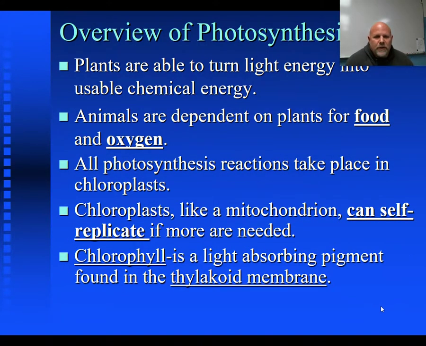As an overview, basically plants are going to use light to make food. They are going to give oxygen off as a waste product. All of these processes are going to be taking place inside a chloroplast in the plant cells. These chloroplasts are primarily going to be found in leaves. And the two main pigments that are going to absorb light are chlorophyll A and B.